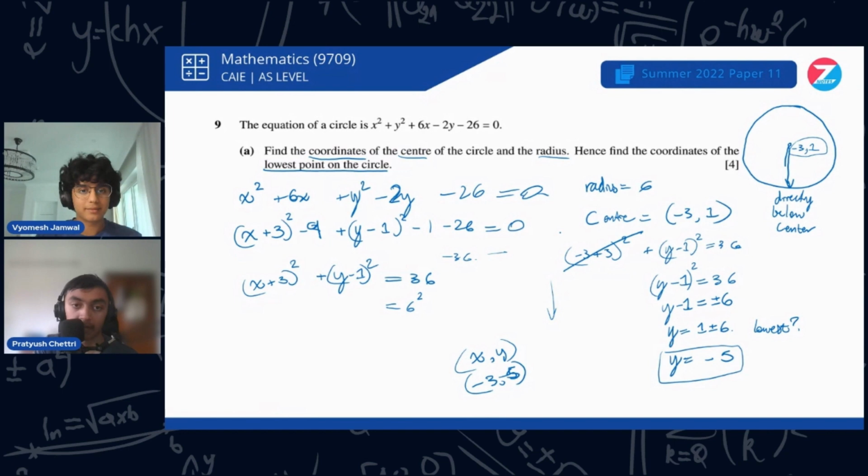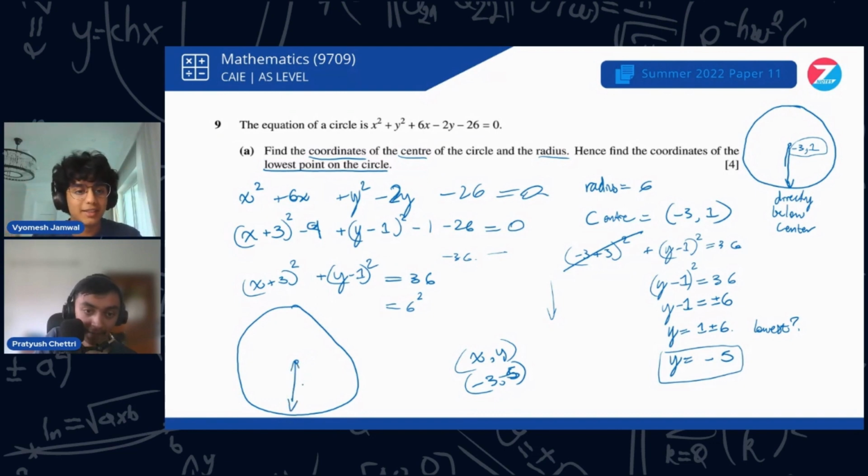Yeah, okay, that's awesome. We could have also done it another way, which would have been way simpler: just take the radius. We know the radius is 6, so the lowest point is going to be 6 units below the center. I completely forgot about that. That makes sense.